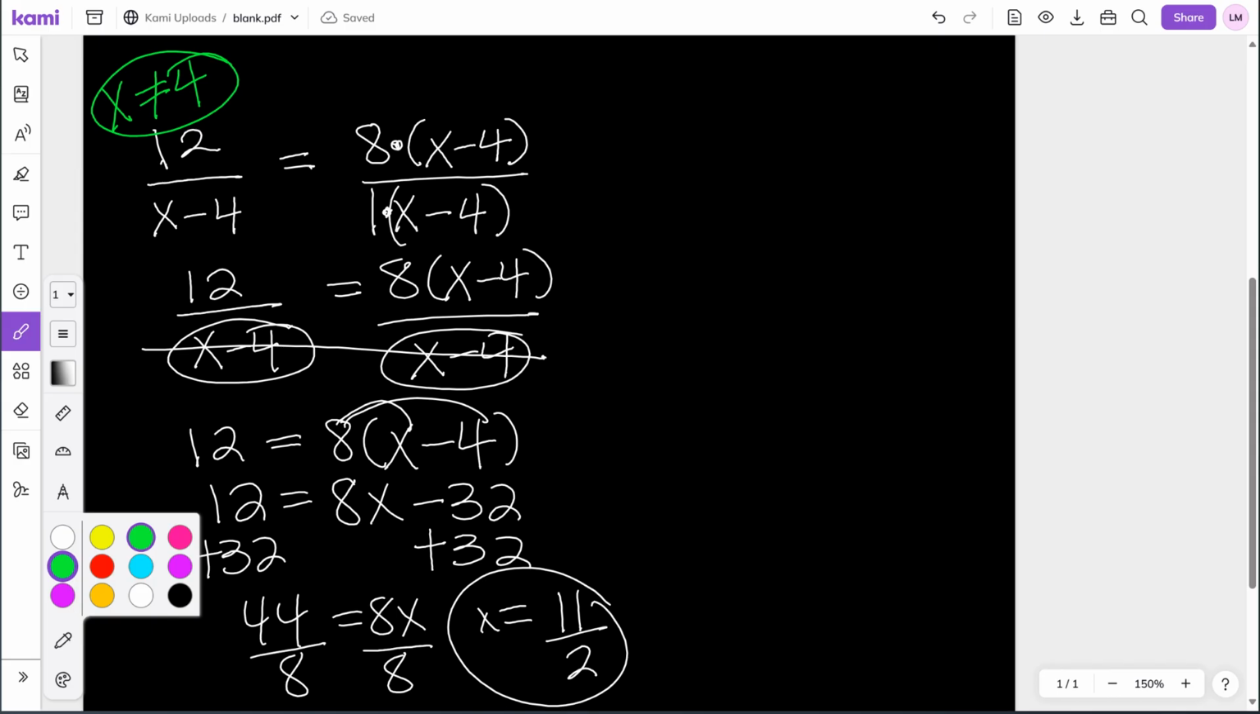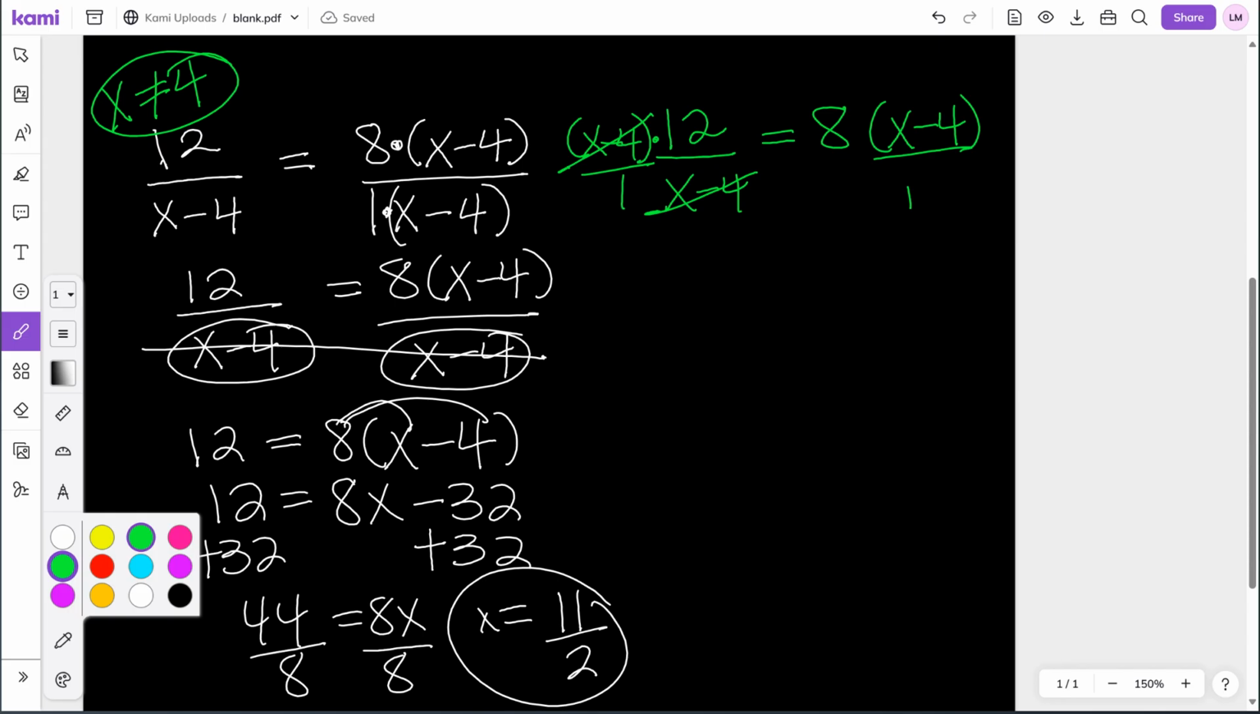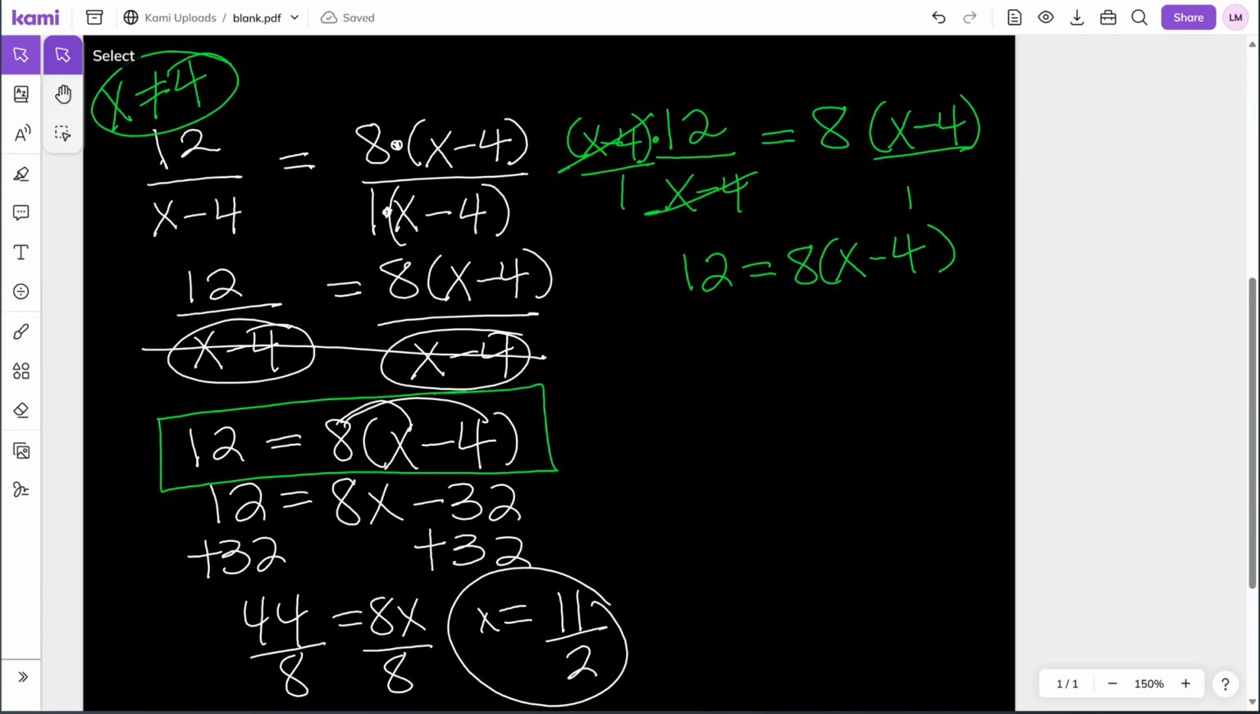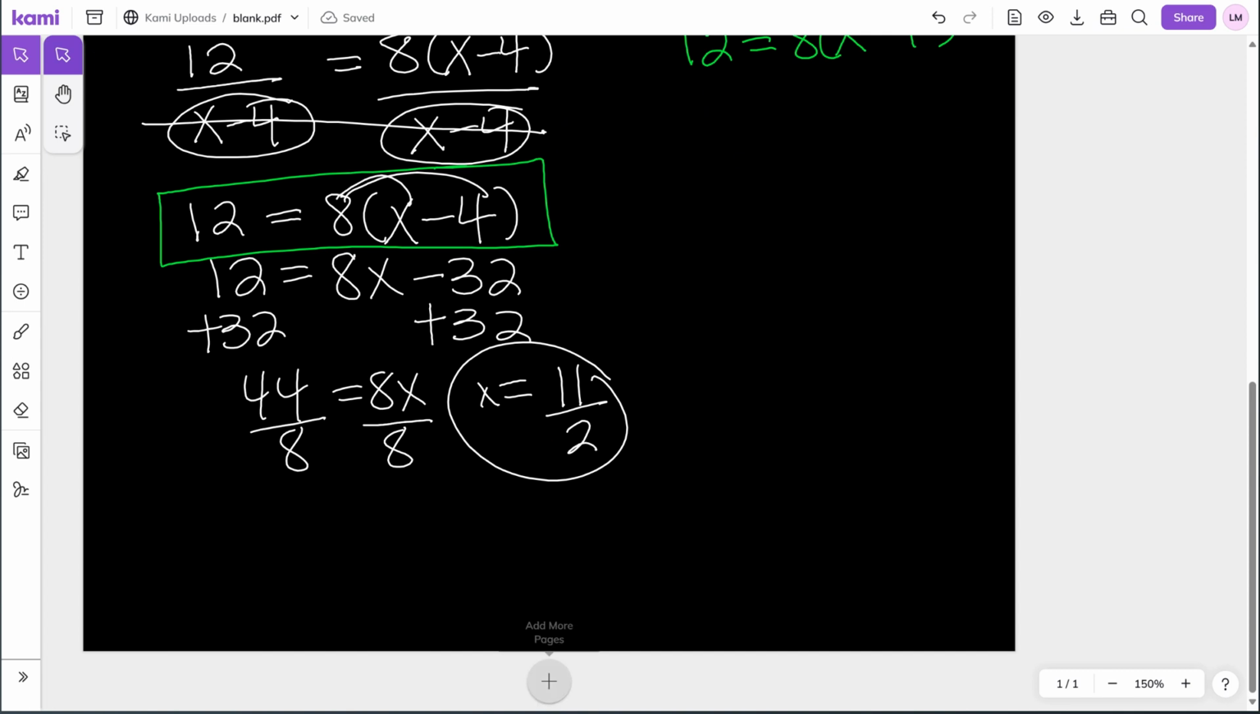Okay, so your other option is called clearing the fraction. So I'm going to go back to my original. And I'm going to multiply both sides by x minus 4 over 1 because that gets rid of the denominator. So it's kind of like cross multiplying. It is actually, you could cross multiply and get the same result. So now I have 12 equals 8 times x minus 4, which is the same thing that we have right here. So I will give you options on that, and we'll work a few more when I see you again as well. All right, let me show you one more.